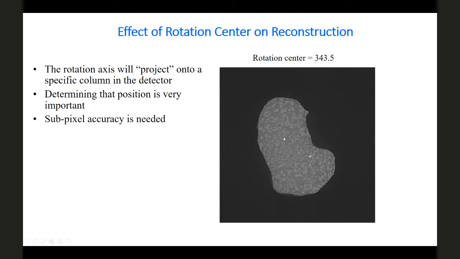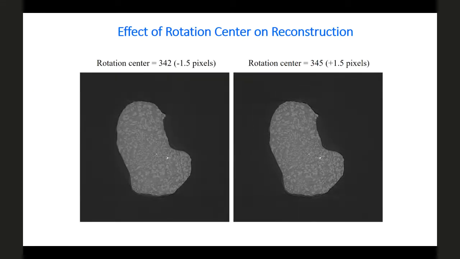This is what happens if I use a rotation axis of 342. So it's only off by 1.5 pixels. Notice that these iron oxides now look like crescents with a dark streak coming out of the left side and a bright streak coming out of the right side. If I go the opposite direction and say the rotation axis is at 345, so plus 1.5 pixels, I have the streaks, but now it's dark on the right and bright on the left.